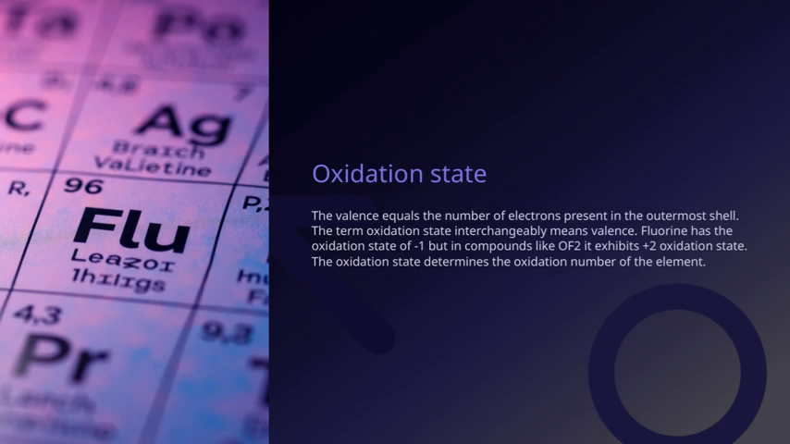For example, fluorine generally has an oxidation state of -1, meaning it tends to gain 1 electron to complete its outer shell. However, in some compounds like OF2, fluorine can actually exhibit a +2 oxidation state, which might seem a bit counterintuitive at first. The oxidation state is crucial because it helps determine the oxidation number of an element within a compound. This number gives us insight into how electrons are shared or transferred during chemical reactions, tying directly into the overall theme of understanding chemical behavior at the atomic level.